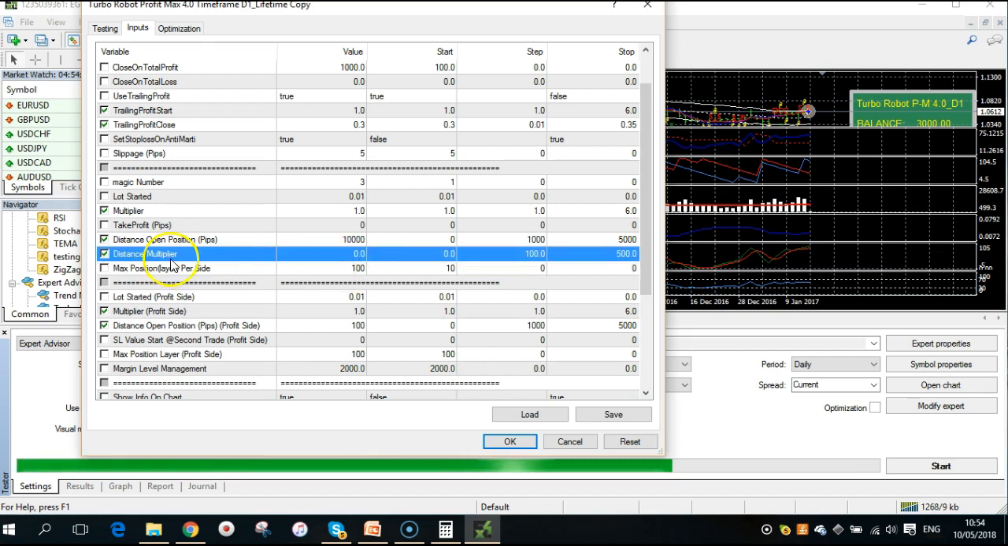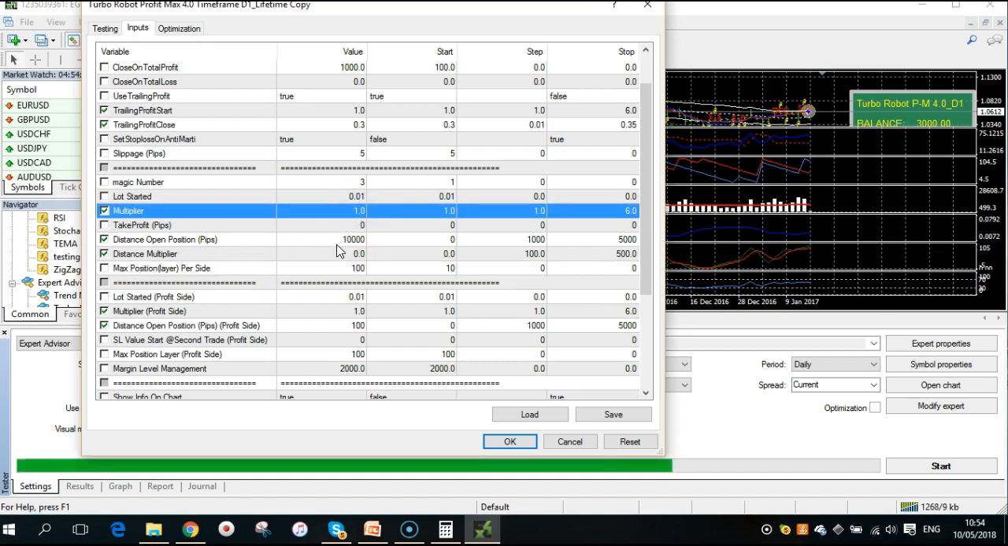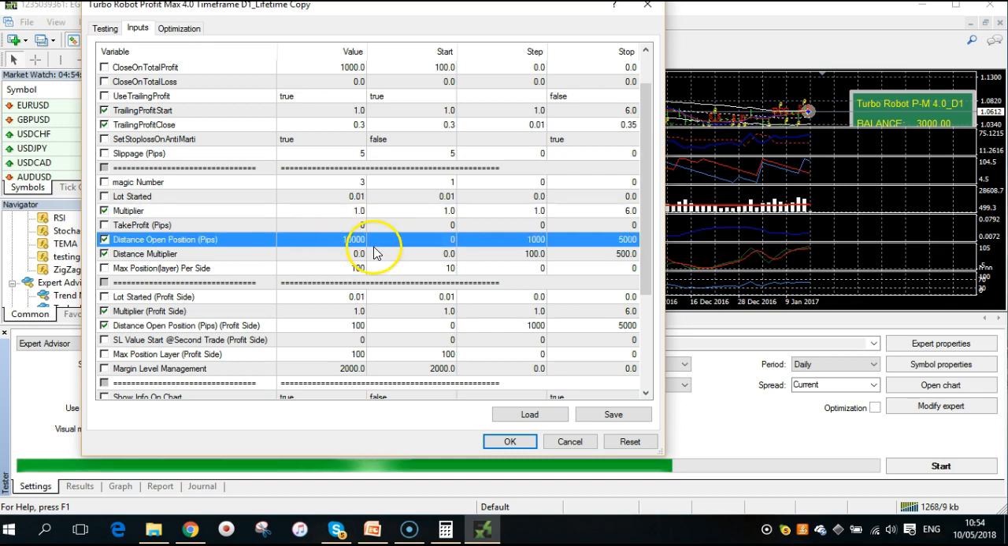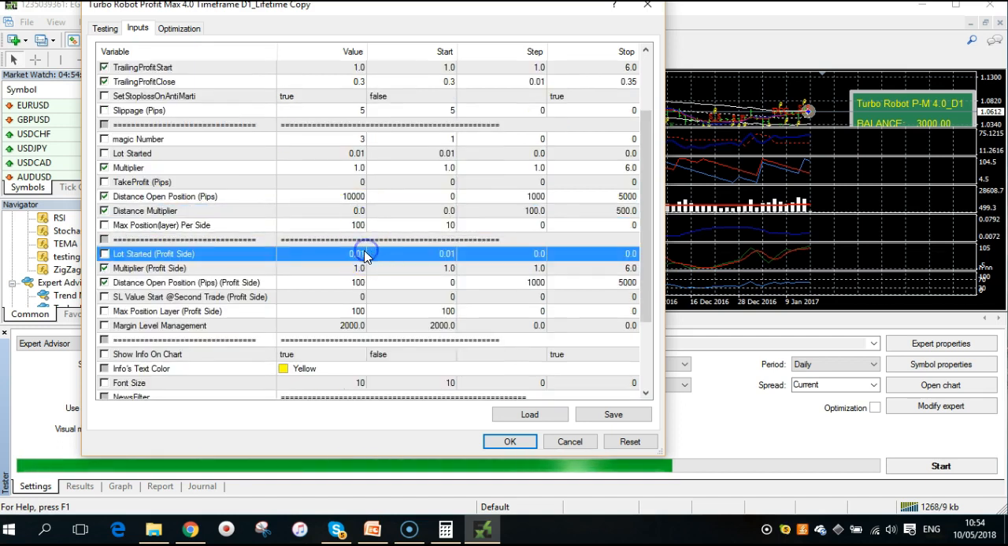All right, so distance multiplier, you can leave it like 0. This one also you can leave it like 0. Also 100 also can, because it won't multiply anymore. It's because your multiplier is only 1, but your next distance multiplier is 10,000 or 1,000. It doesn't hit at all. All right, so you can leave it like that.